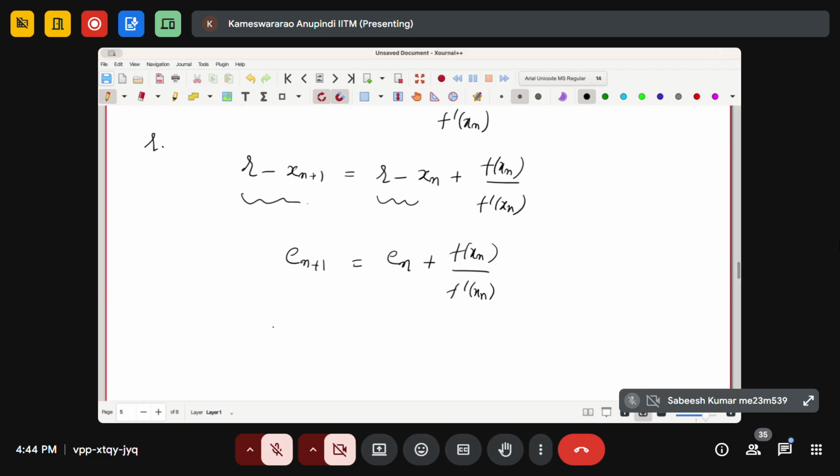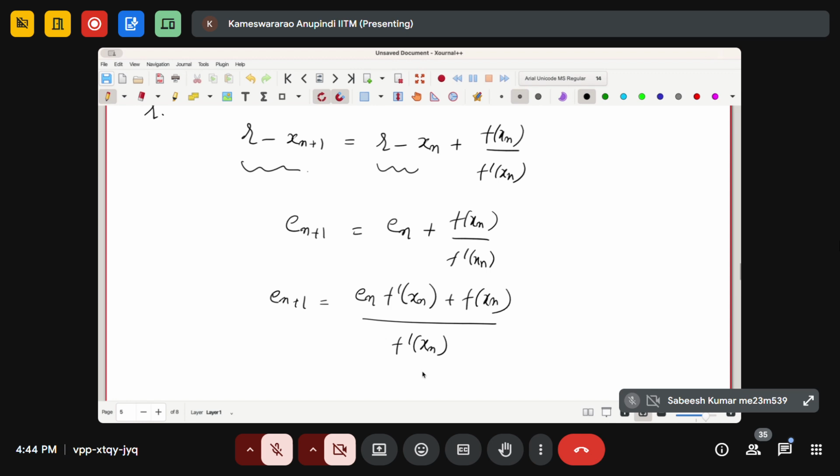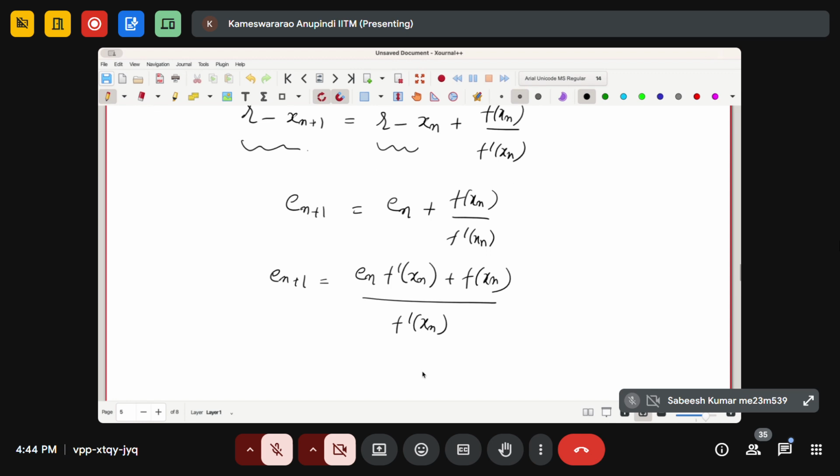That means I can further write this as e_{n+1} equals, if I multiply this and simplify, e_n f prime x_n plus f of x_n, divided by f prime x_n. But then what is f of x_n? What is the value of the numerator? f of x_n plus e_n f prime x_n.